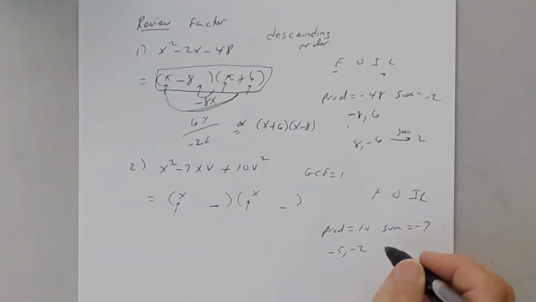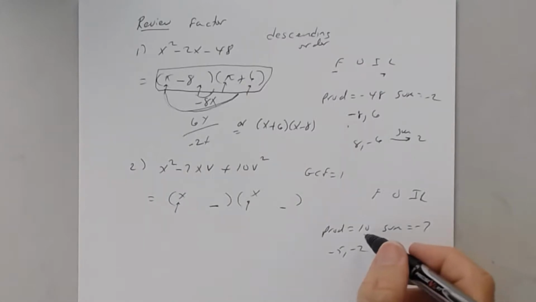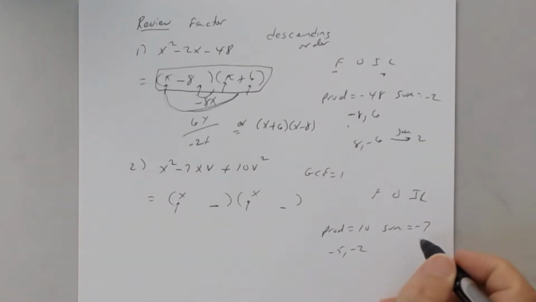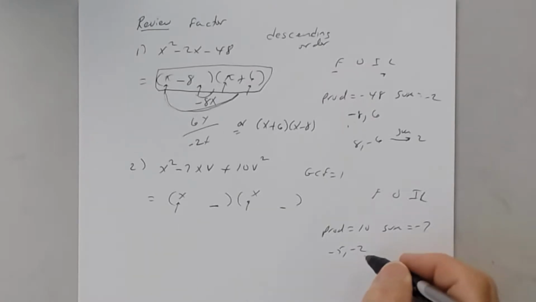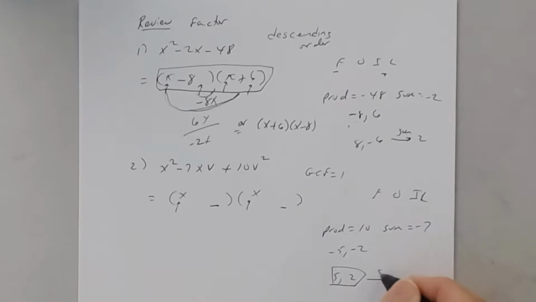If you try something else, see if you get that product to be positive 10 and that sum to be negative 7. 10 and 2 won't work. I'm sorry, 5 and 2. 5 and 2 won't work because that sum is what? A positive 7. I need a negative 7. So it has to be this one right here.